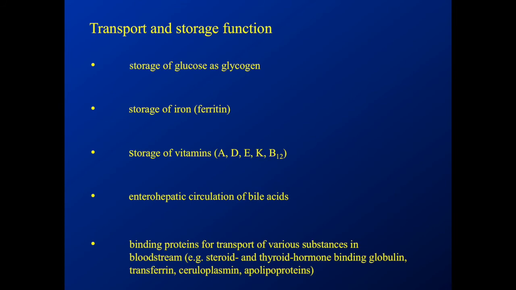And then it's also involved in the transport of bile acids, as we saw previously in some of the secretion lectures. And then it creates a lot of binding proteins, particularly for steroid hormones and thyroid hormone. These are not water soluble, and so they need to be carried around the blood in transport proteins, and there are other molecules like transferrin that then will carry things like iron around.